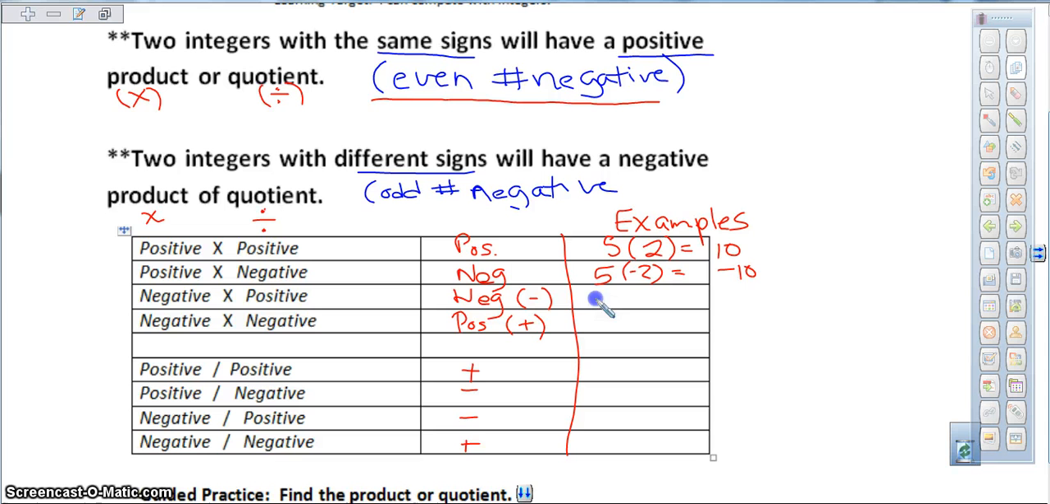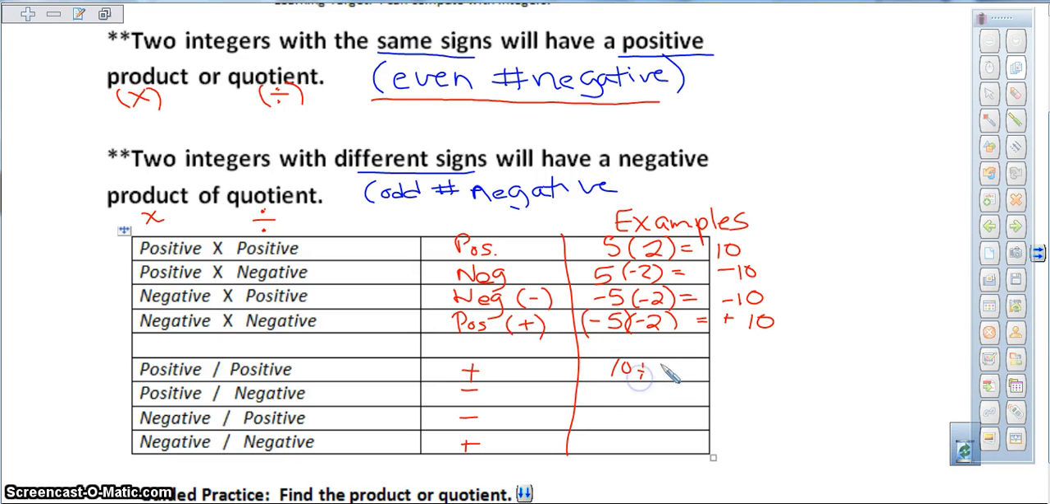Negative times a positive, negative 5 times negative 2. Notice I'm not using an X for multiplication. I'm also not using a dot. I like to use parentheses because a dot sometimes looks like a decimal for some of you. Negative 5 times negative 2. A lot of times you might see both numbers in the parentheses. Sometimes you'll only see one of them, the one that follows that first digit. So we would be looking at a positive 10. Again, you're going to give some examples. Pause it. I'm going to give you some.